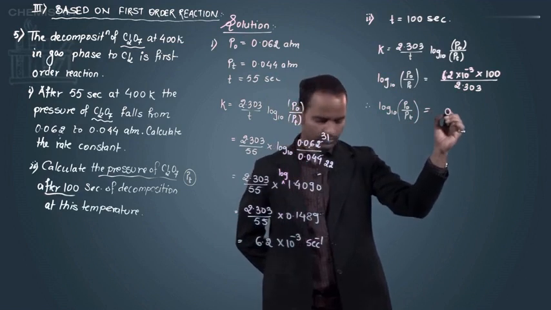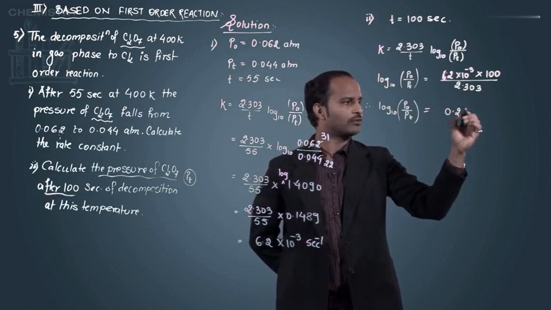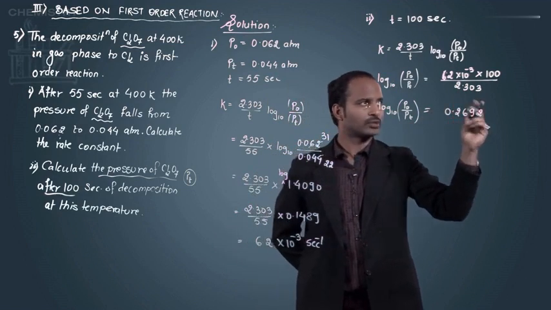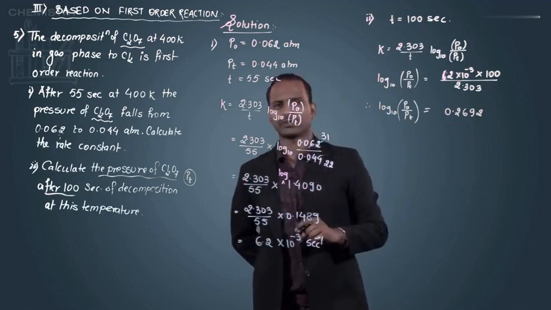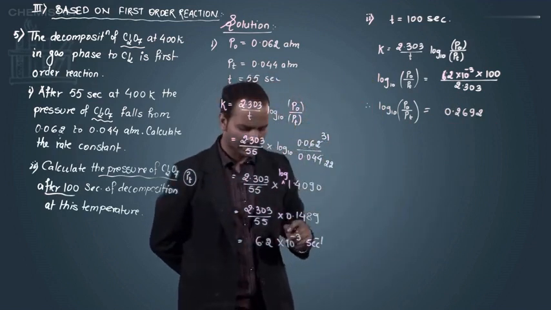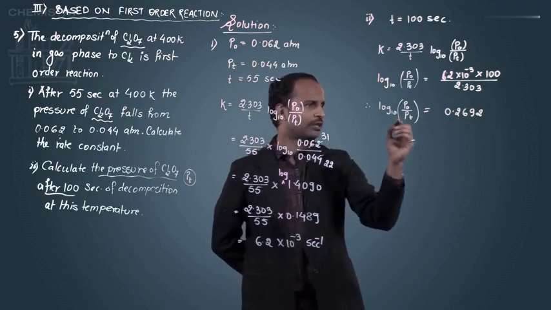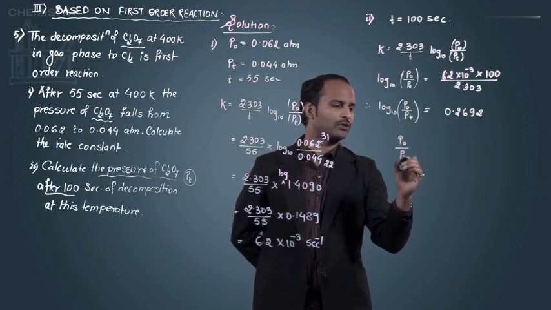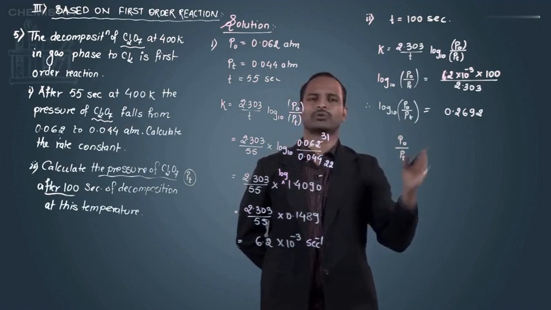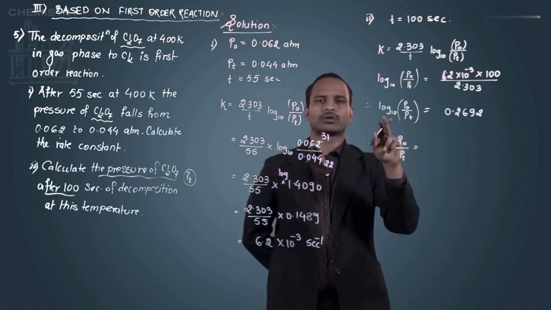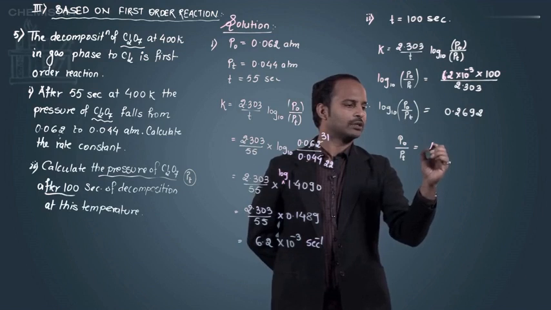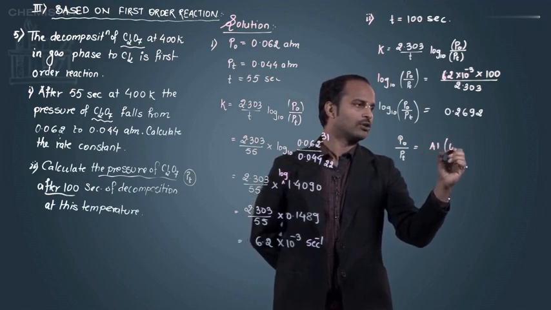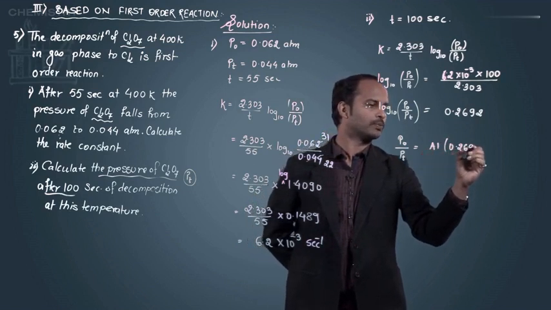is equal to, on calculation, 0.2692. That is, after division and multiplication, you will get the number 0.2692. But we have to calculate P naught upon PT. The log is there, so to remove the log, we'll take an anti-log. On taking anti-log, this log will get cancelled, and here we will have anti-log of 0.2692.